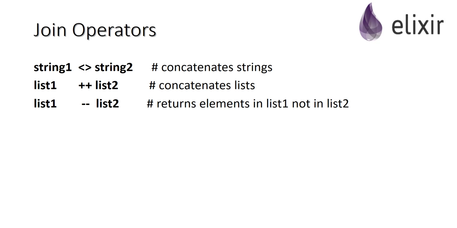Alright, so let's go ahead and move on to join operators. The join operator concatenates or joins two items. You can also subtract or remove items. So you can see that the less than, greater than symbols are used to concatenate strings. And you're not restricted to just 2 strings either. And then for lists, we would concatenate those with double plus signs. And then to return elements in list 1 and not in list 2, so to remove elements from the list, we would use the double minus symbols. So let's go ahead and take a look at those real quick.